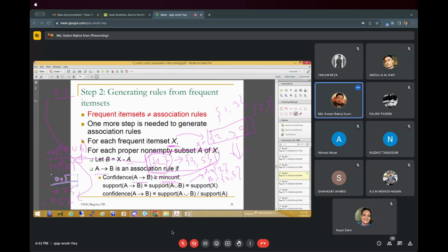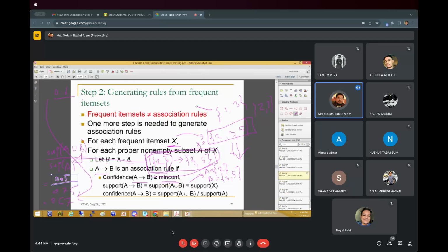That is our subset from this X. Like we can consider A equal 3. We can consider A equal 5. We can consider A equal 2, 3. We can consider A equal 2, 5. We can consider A equal 3, 5, and the corresponding B we can determine by subtracting the A from X. So this is from the 3 item set.